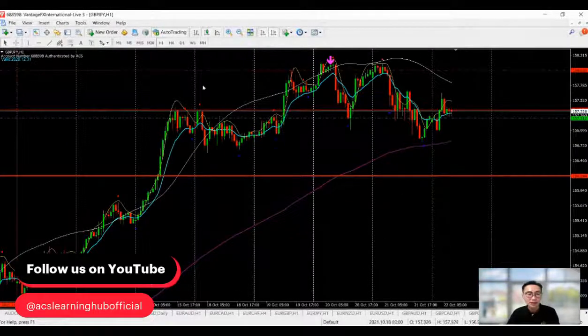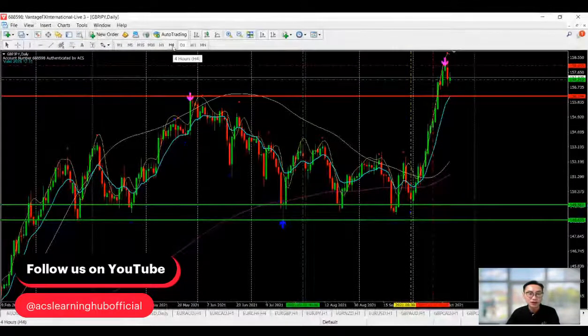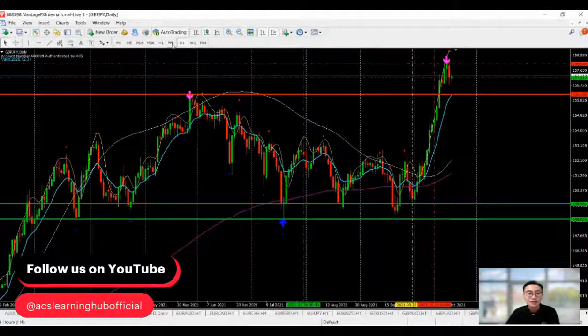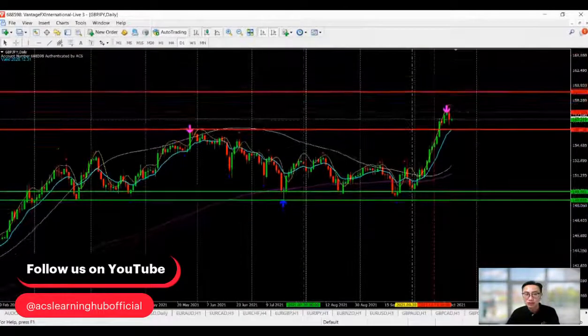Okay, pound yen over here. Pound yen, tentatively, I'm still looking for a selling. We are entering into the bear transition. That means to say the whole trend, the whole trend over here.